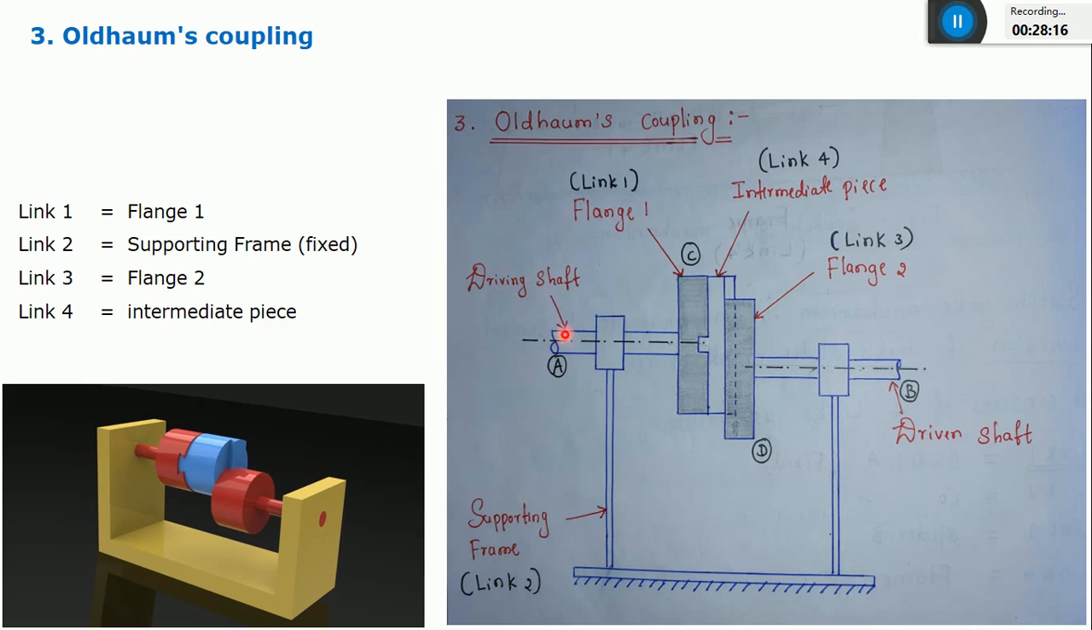In this figure also you can see, this is a driving shaft, you can call it link A, and this is a driven shaft, link B. If you want to connect both the parallel shafts, they're non-linear and parallel to each other, you have to use this coupling that is known as Oldham's coupling.